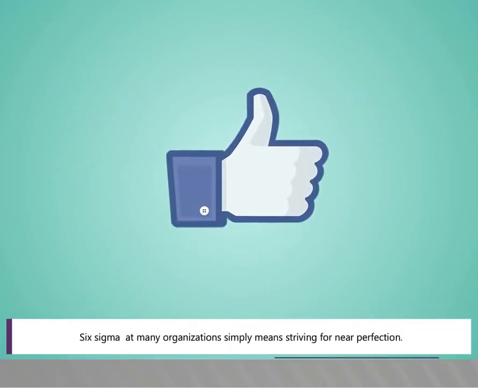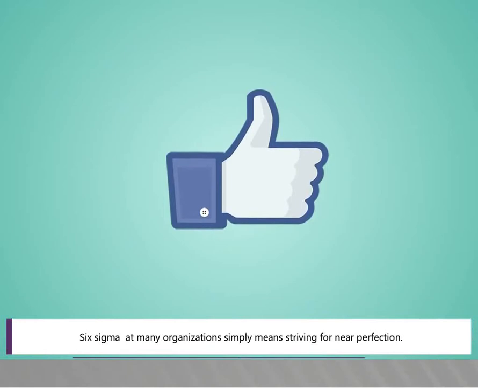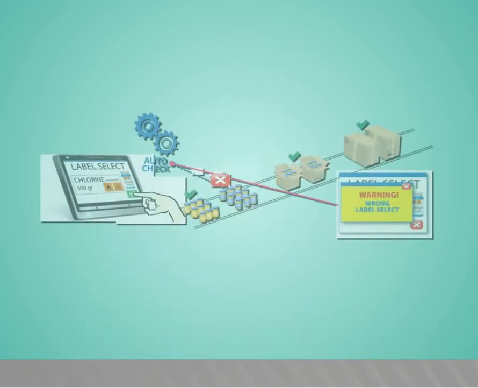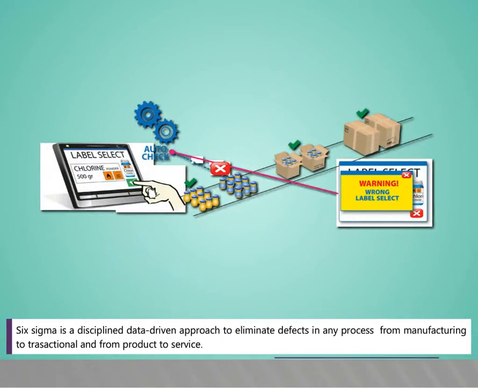Six Sigma at many organizations simply means striving for near perfection. Six Sigma is a disciplined data-driven approach to eliminate defects in any process from manufacturing to transactional and from product to service.